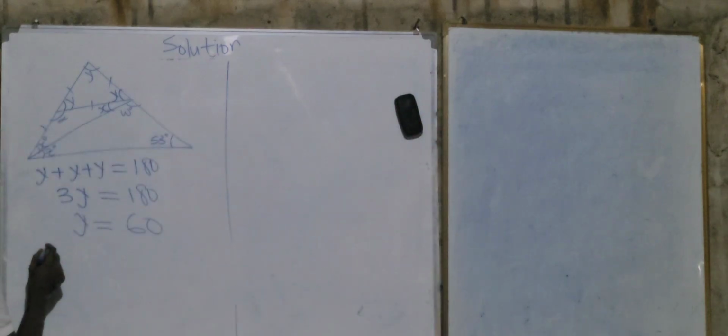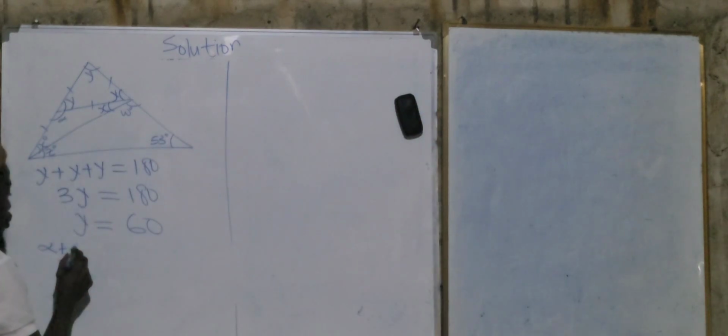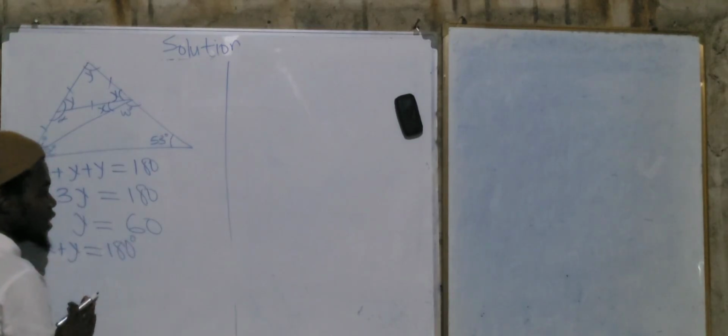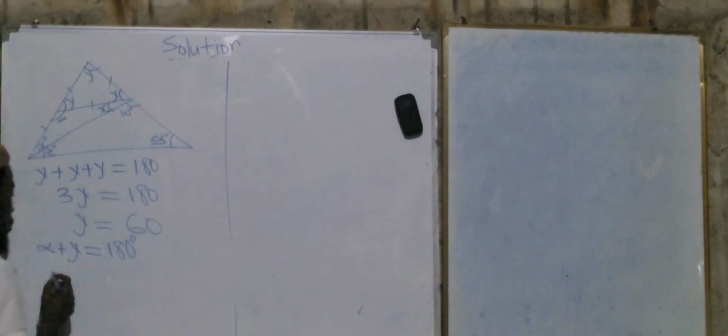Now we have alpha, right? Alpha plus y is equal to 180. What's the reason here? Angles on a straight line, right? Yes, you know that one now.